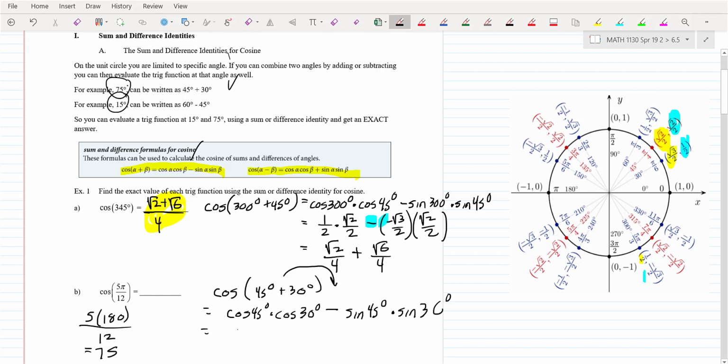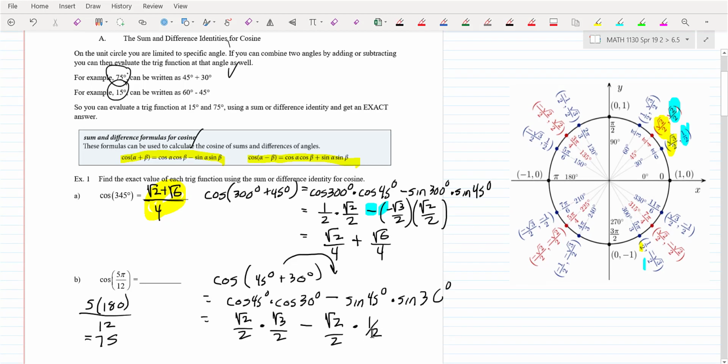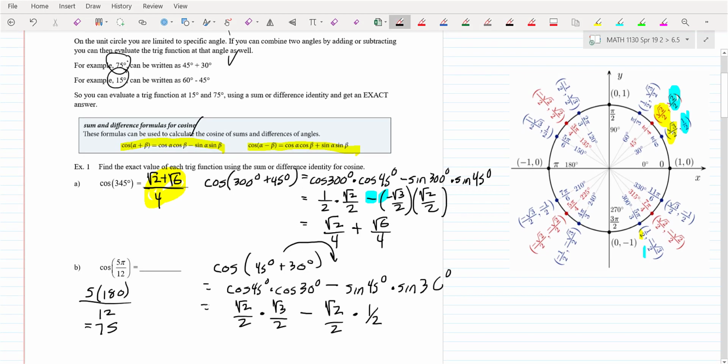So you would end up having cosine of 45 is square root of 2 over 2. Cosine of 30 is square root of 3 over 2. And then minus, and let's see, sine of 45 is root 2 over 2. Sine 30 is 1/2. So the answer is going to be a little bit different, but it's going to have the same numbers in it. So you would get square root of 6 over 4, and then minus square root of 2 over 4. Then just write the answer like this. Just write it as square root of 6 minus square root of 2 over 4, and that's the answer.